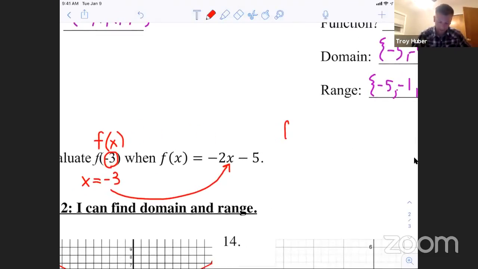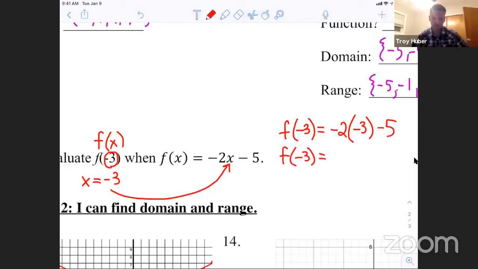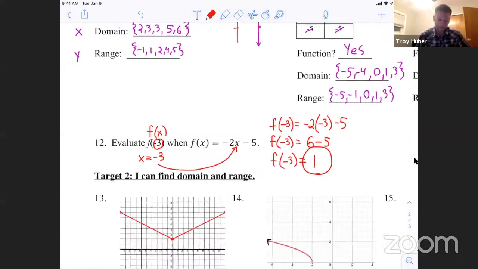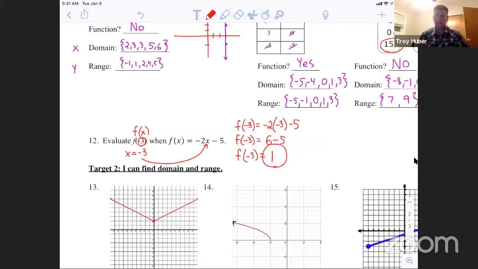All right, so I have f of -3 is equal to -2 times -3 minus 5. So f of -3 is equal to -2 times -3 is going to give you a positive 6 minus 5. F of -3 is equal to 6 minus 5, which is just 1. So our answer here would be f of -3 is equal to 1. Or when x is equal to -3, your output would be 1.